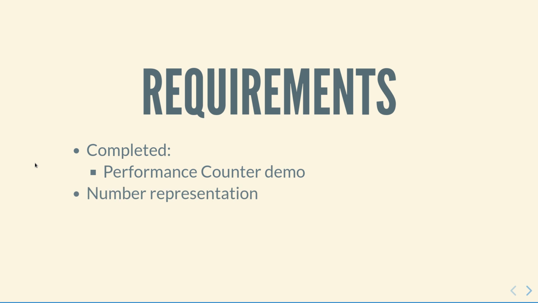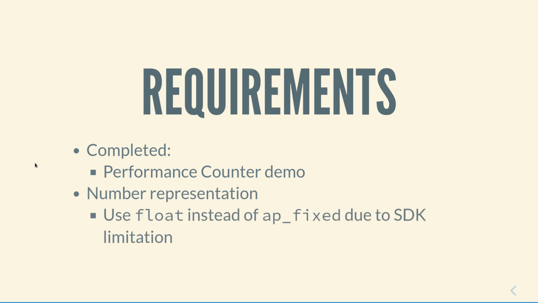The second change that we are making is that for the number representation we are going to use float instead of AP fixed. This is due to limitations in the Vivado SDK and also the Microblaze processor itself. The processor does not have native support for the AP fixed data type. So to keep this demo simple, I am going to use float instead of trying to emulate the AP fixed functionality.